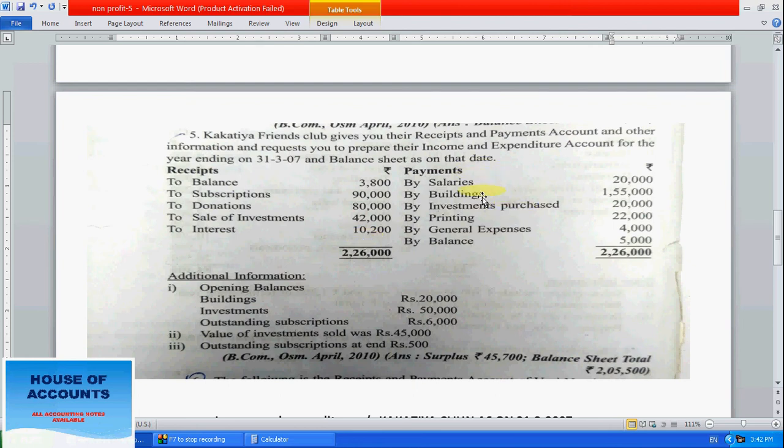Buildings, building purchase 1,55,000. This also belongs to the current year. Investment purchase also belongs to the current year. Printing and general expenses we have taken already. Balance means closing cash balance, that will come in the closing balance sheet.